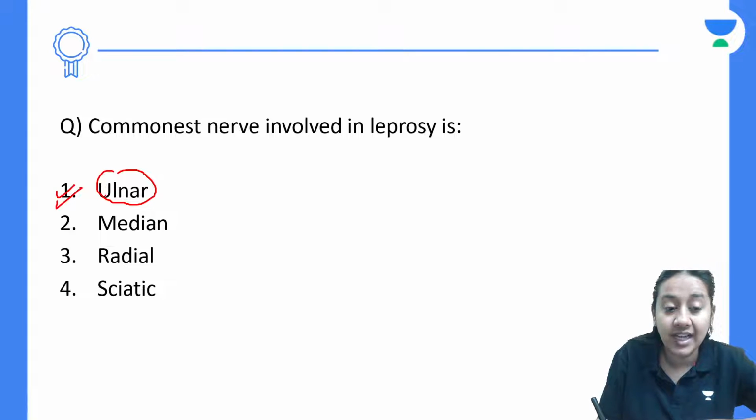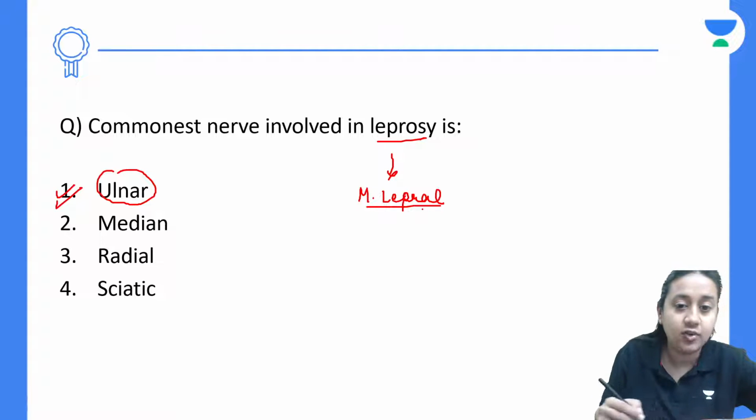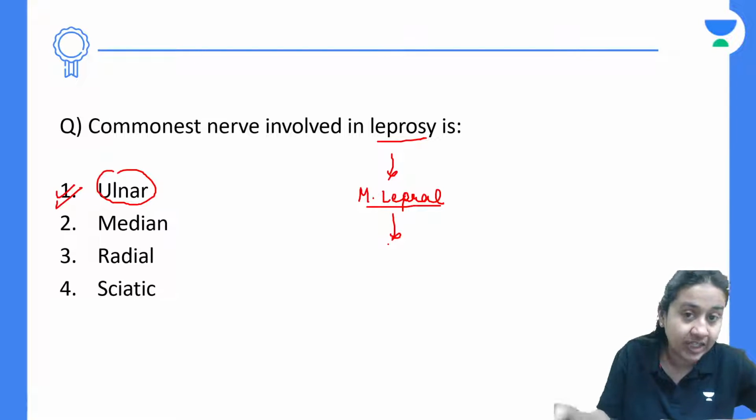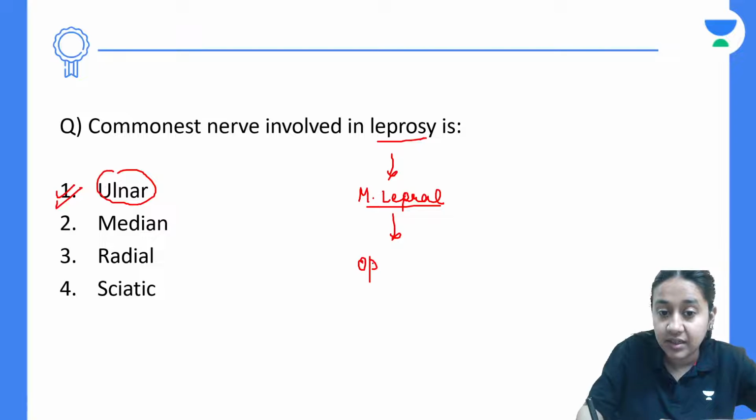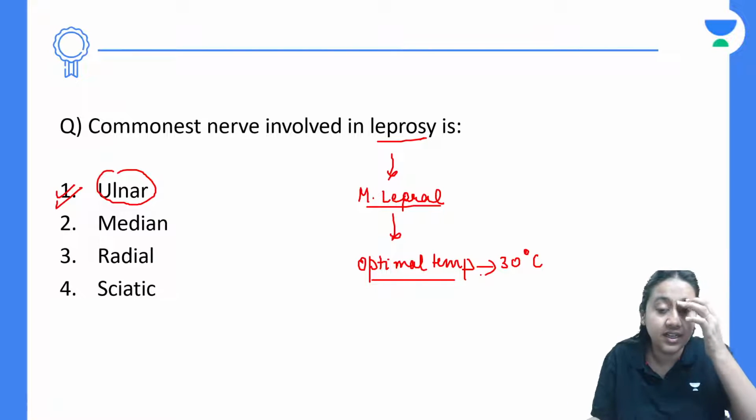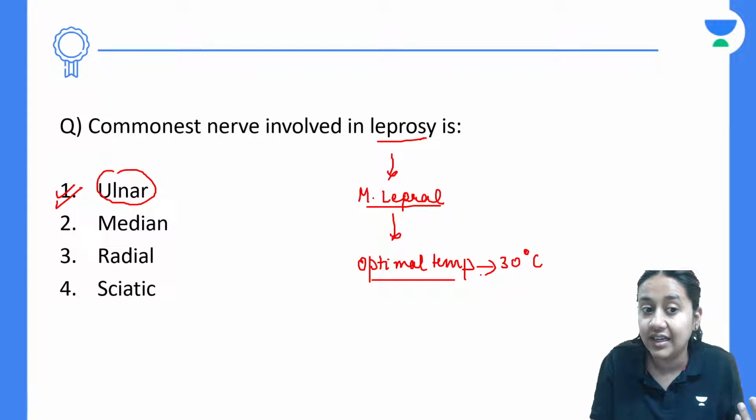Now, ulnar nerve, why? In leprosy, the causative organism is Mycobacterium leprae. This Mycobacterium leprae mainly affects the cooler parts of the body, the reason being that the optimal temperature for its growth is 30 degrees centigrade. And please remember the core body temperature is 36 or 37 degrees centigrade.